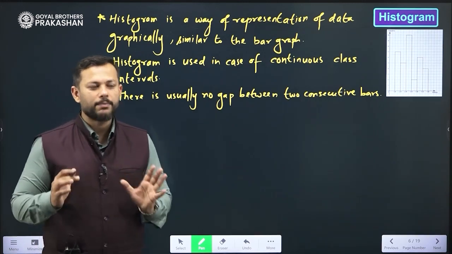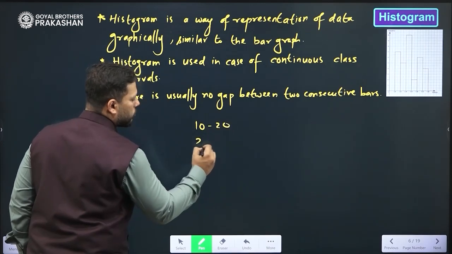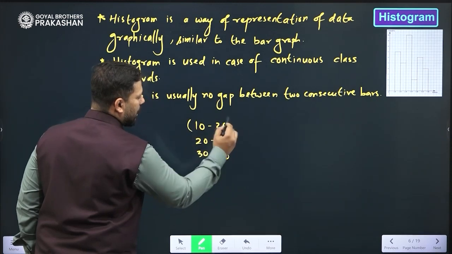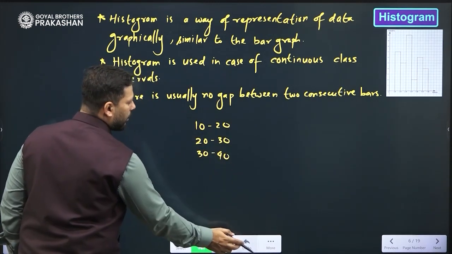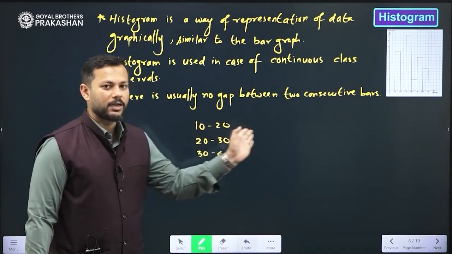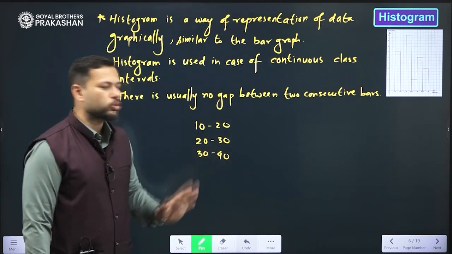Like if I group some numbers, I could group them in groups like 10 to 20, 20 to 30, 30 to 40. What are these? These are the groups, isn't it? We have grouped these numbers together so that any value lying between 10 to 20 will be written in that class, between 20 to 30 will be written in that class, and so on.